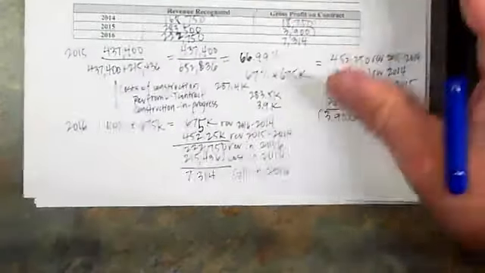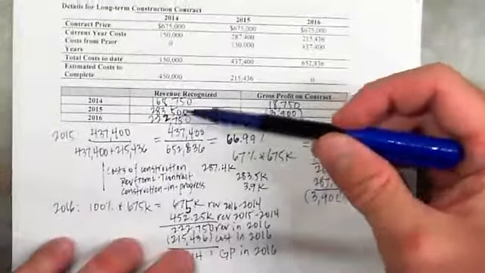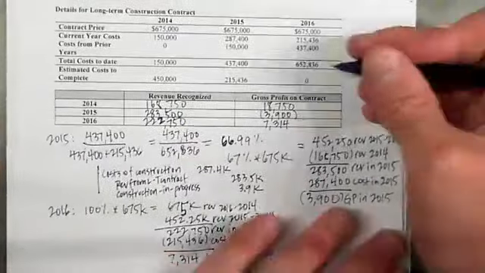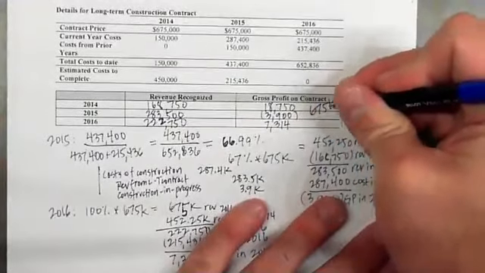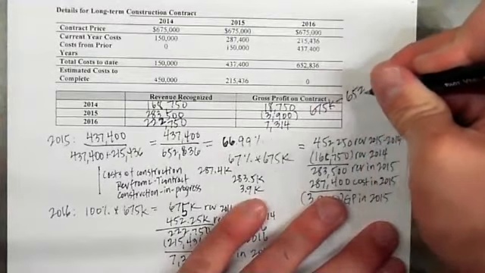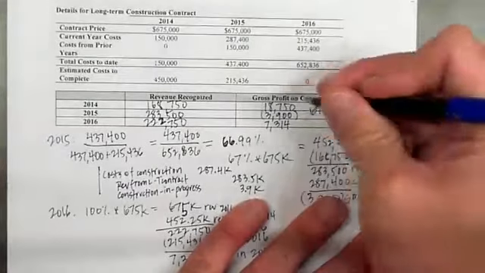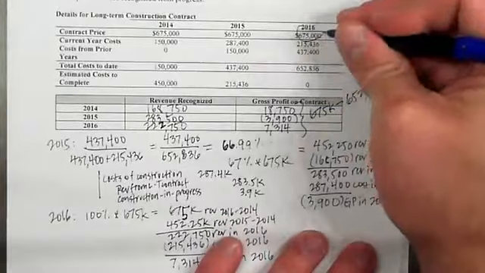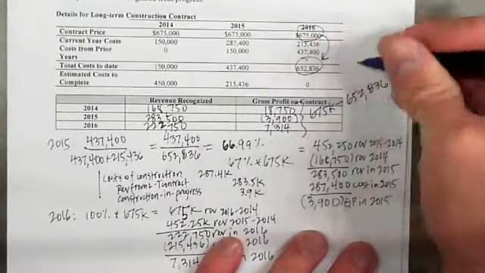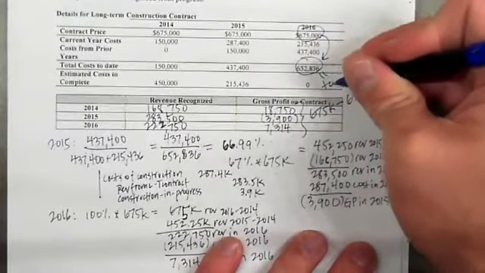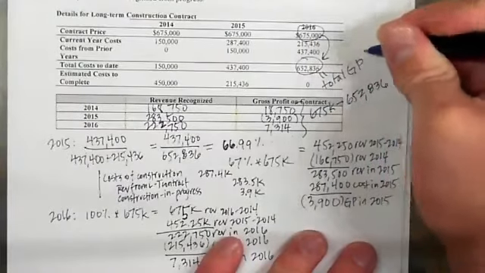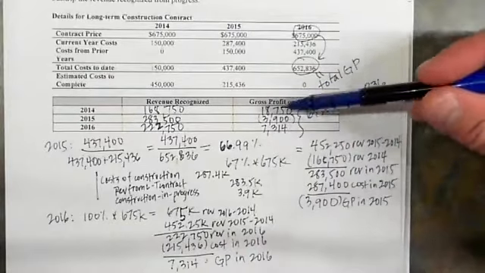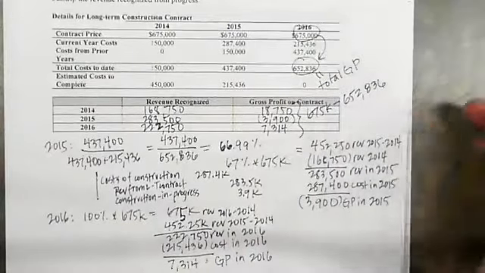And then to check again, these should add up to 675, the total contract price. These should add up to 675 minus 652,836 in order for it to be the gross profit, because the total gross profit would be this less this. Would be gotten that way. And so that should be the amount of gross profit we recognized over all 3 years.